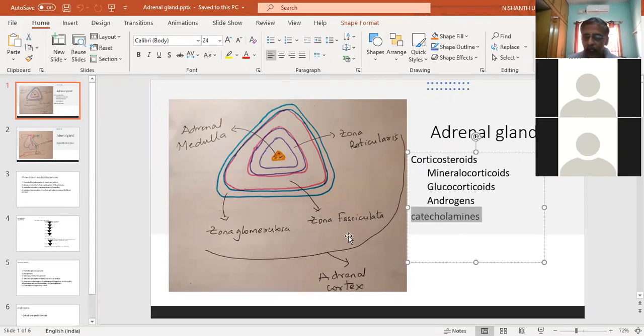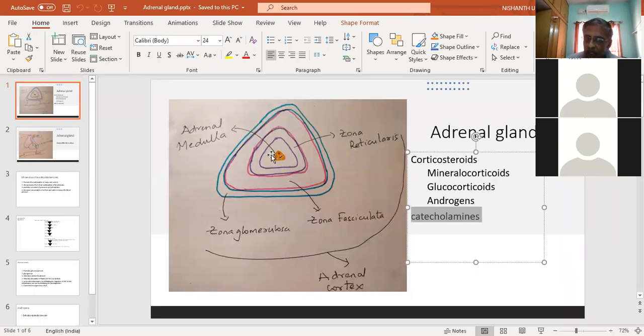So now the point is, what are these catecholamines? You have heard about adrenaline as well as noradrenaline. Already we discussed this in the autonomic nervous system. You heard about the sympathetic nervous system, which is concerned with adrenergic, adrenaline or noradrenaline. Adrenaline and noradrenaline are produced by the adrenal medulla. Adrenaline and noradrenaline combined are called catecholamines. So these are actually neurogenic in nature.